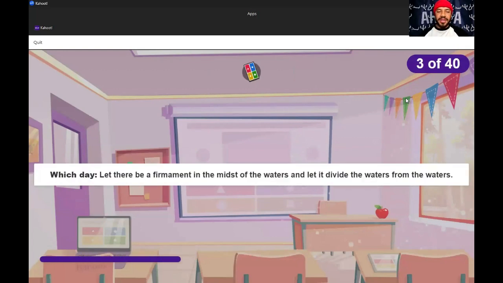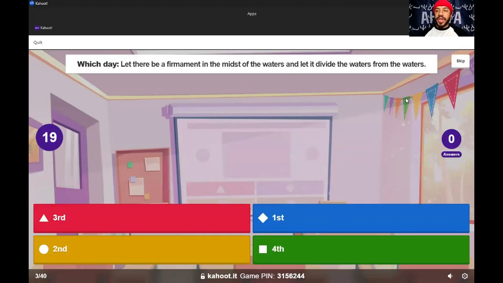Which day? Let there be a firmament in the midst of the waters, and let it divide the waters from the waters. Which day did this occur on? The red, third day. The blue, the first day. The yellow, the second day. The green, the fourth day. Which day did the firmament divide the waters from the water?